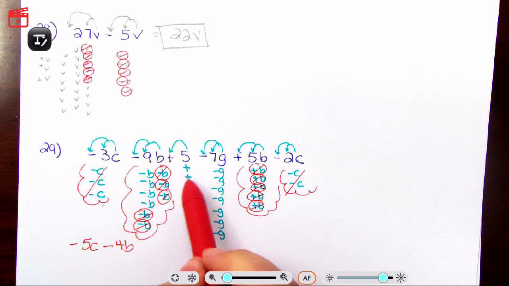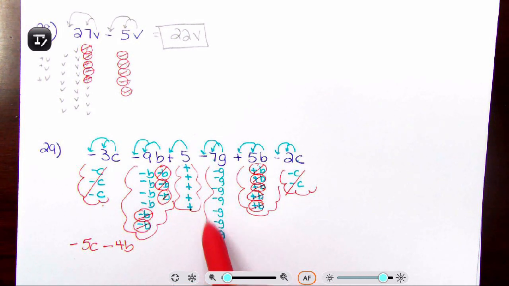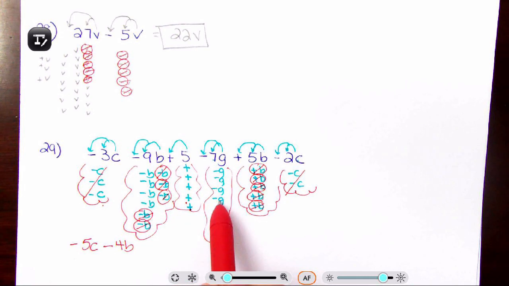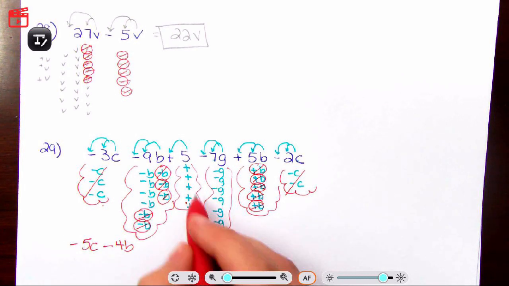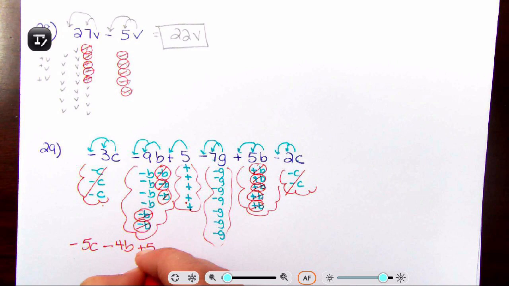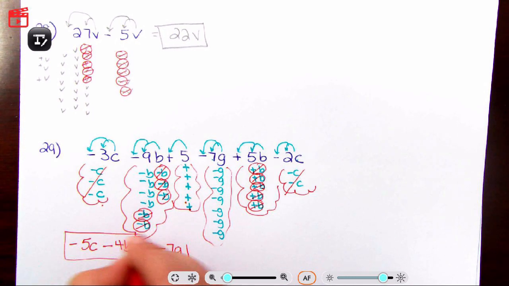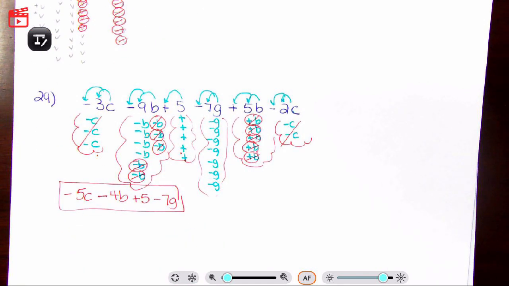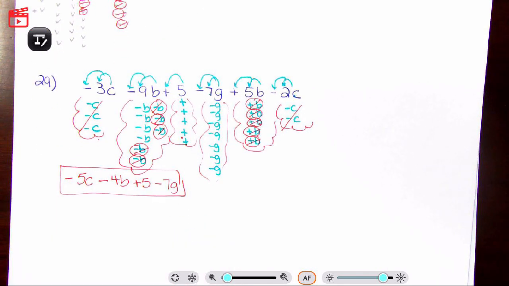Now I have a plus and I have a minus G. I don't have any other terms with only pluses or minuses. G and plus cannot combine because this is a letter and this is no letter. So what do I have left? I have 5 pluses and I have minus 7 G's. Now, order here doesn't matter if you mix these around. That's fine as long as the symbol in front of that term is the same. This is your answer for number 29.